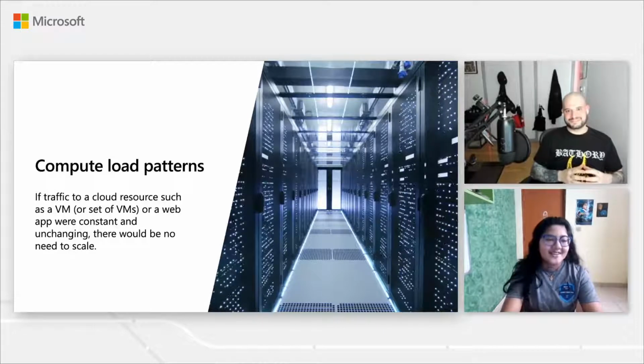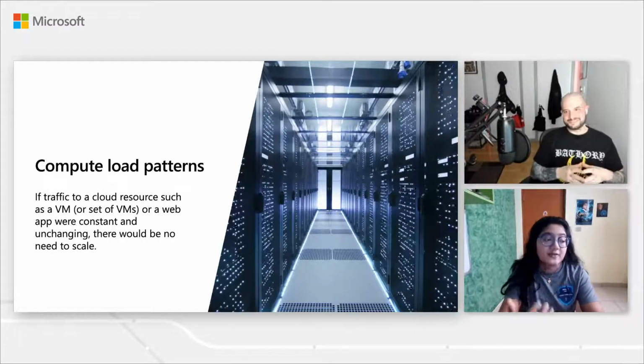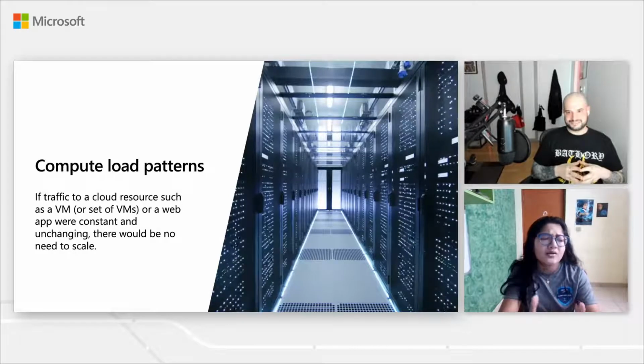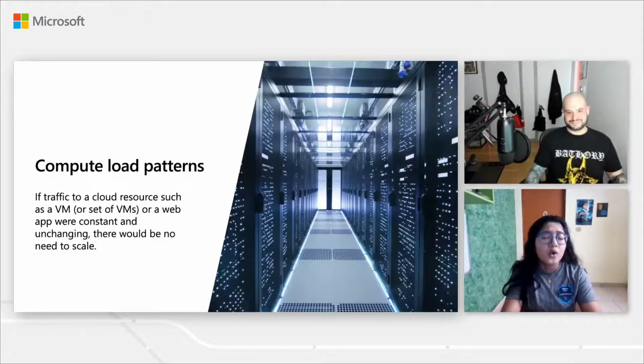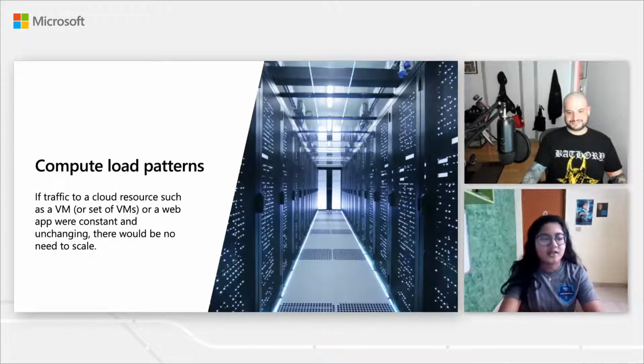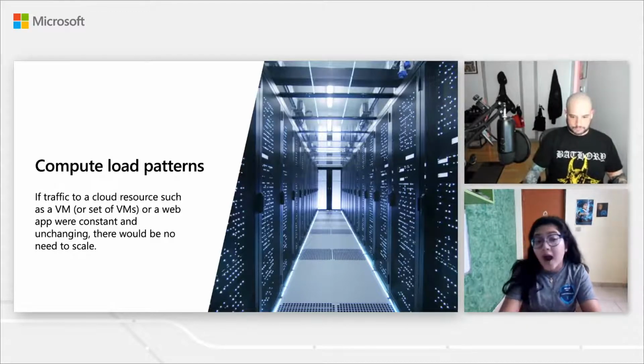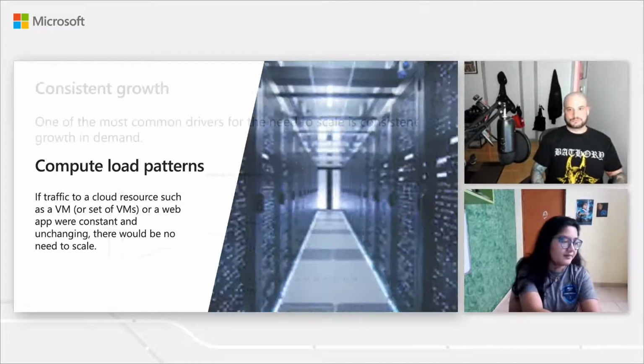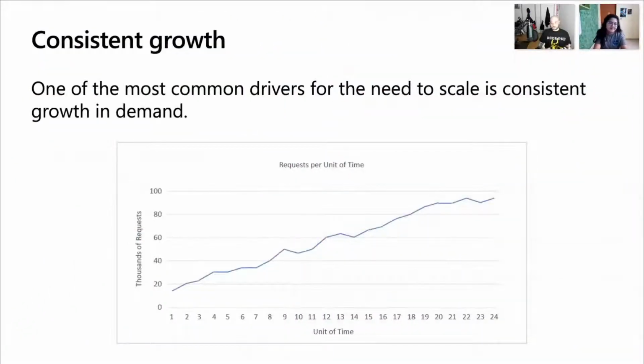If the traffic to a cloud resource, such as a virtual machine or a web app, were constant and unchanging, there would be no need to scale. But traffic to our apps is constantly changing. Before we discuss how to scale, let's discuss why we scale. First, let's talk about consistent growth, which is among the easiest load patterns to compensate for because change is steady and gradual. One of the most common drivers for the need to scale is consistent growth in demand.